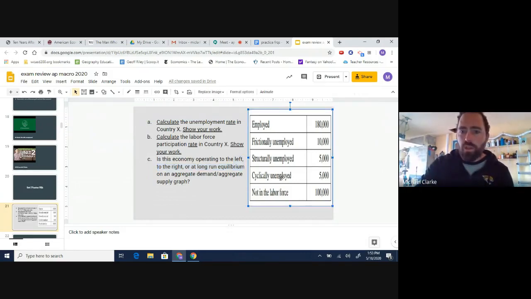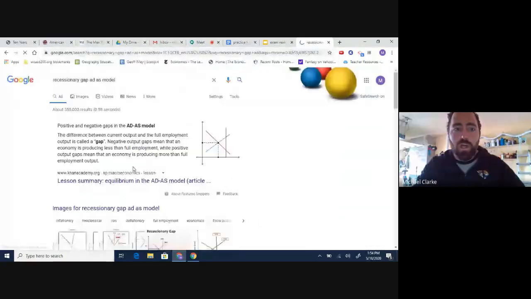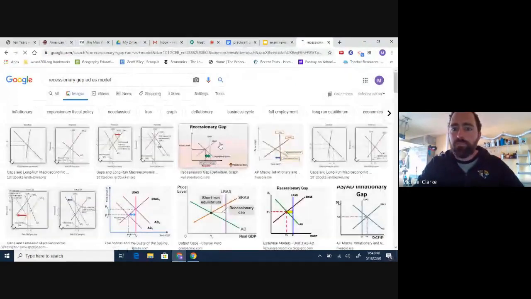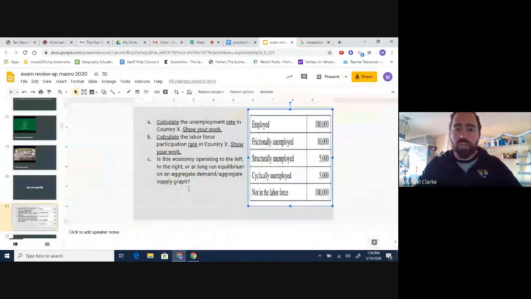This is the giveaway right here. Cyclical unemployment. Remember, anytime there is cyclical unemployment, that means we're in a recession. Times are bad. So that means that your economy is operating to the left. To the left shows a recessionary gap. I pulled up recessionary gap, AD-AS model. Could look like, you see it right there, but let me give you a better one. There it is. Your short run equilibrium is to the left of long run.